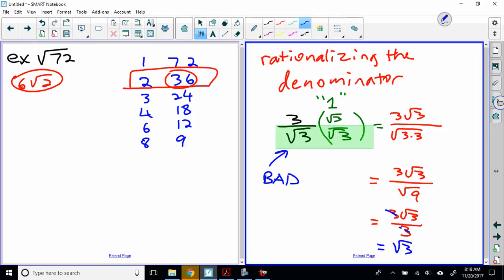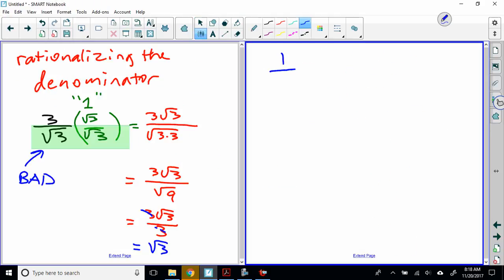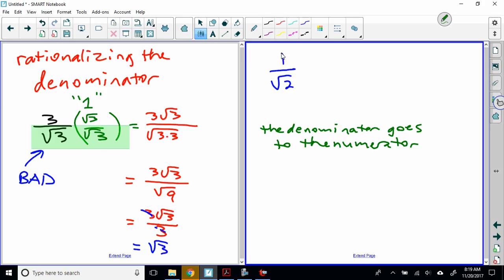So if we had something like 1 divided by the square root of 2, here's the shortcut way of thinking of it. What's going to happen is the denominator goes to the numerator. It's going to join anything that's there. So I've already got a 1 up there. The whole denominator, that rad 2, is going to go up top.